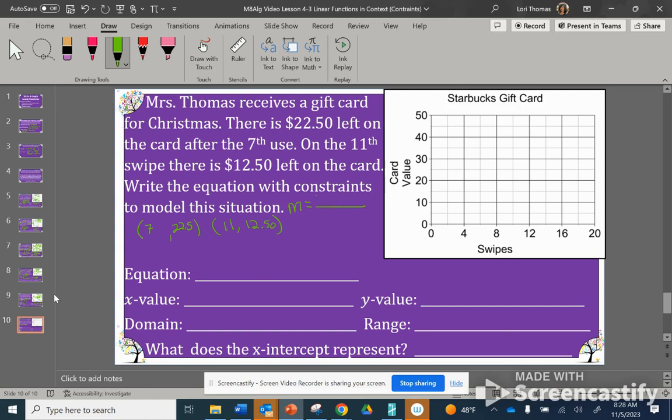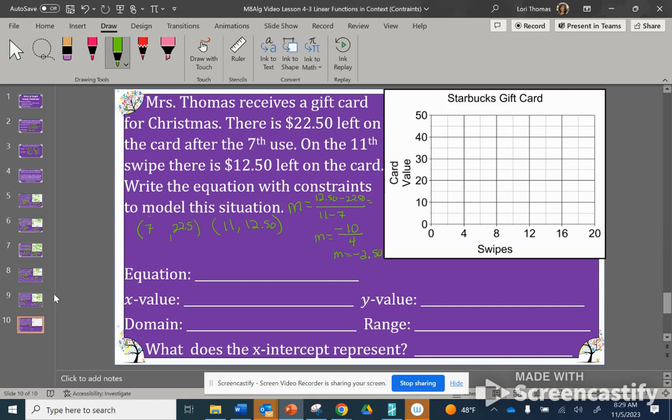So we're going to say $12.50 minus $22.50 over 11 minus 7. So we have a negative 10 as our rise over 4. Since we're talking about money, I'm going to convert this to a decimal. So our constant rate of change is negative $2.50.